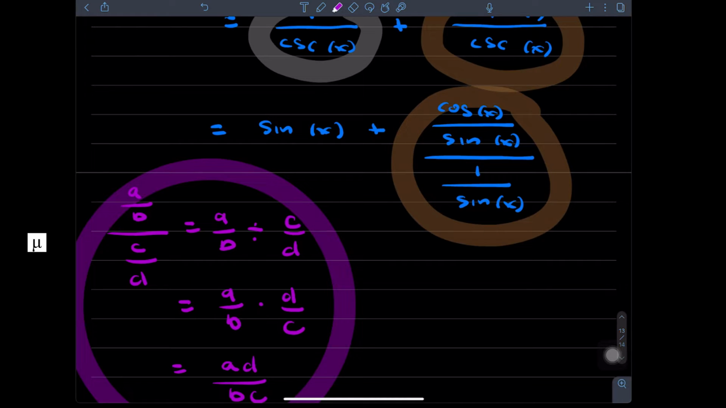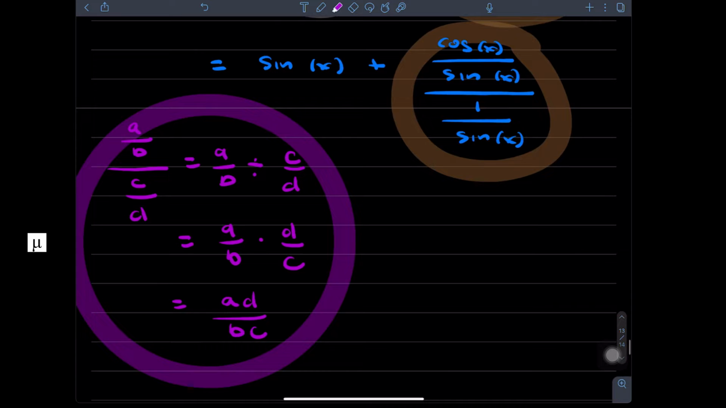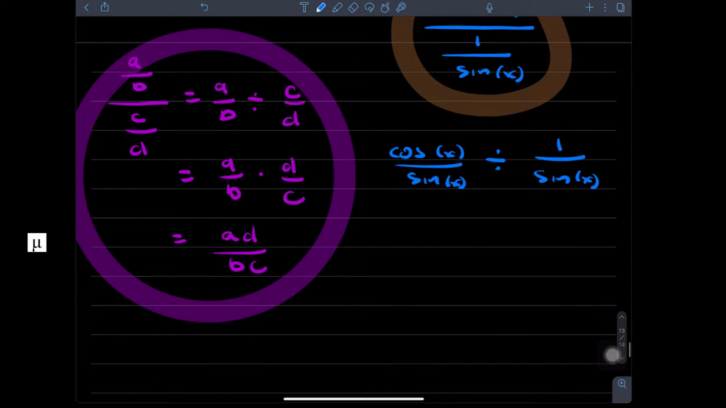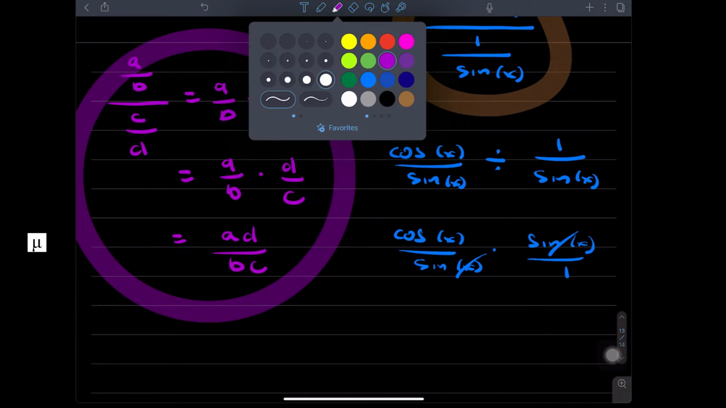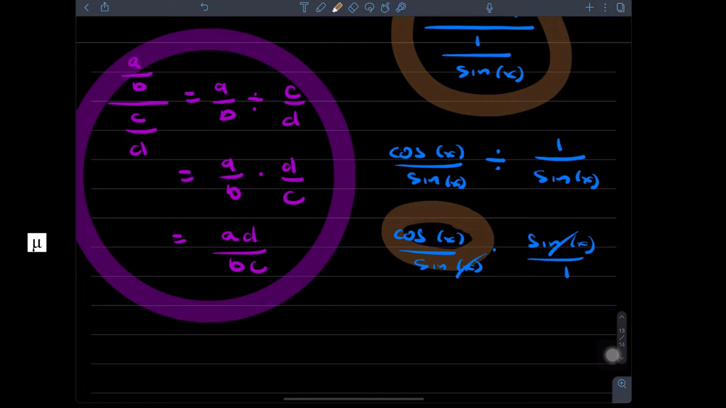Okay, so you say, what does that become? You've got cosine over sine divided by 1 over sine. Is that right? And then you say, oh, this is cosine over sine times sine over 1. And this goes away. What are you guys left with? This whole thing is just cosine.